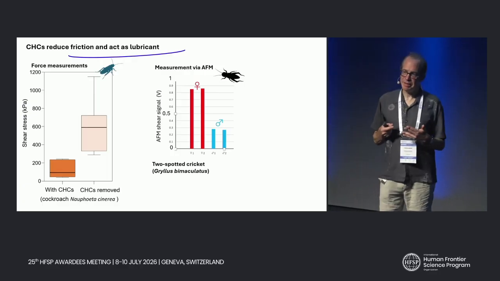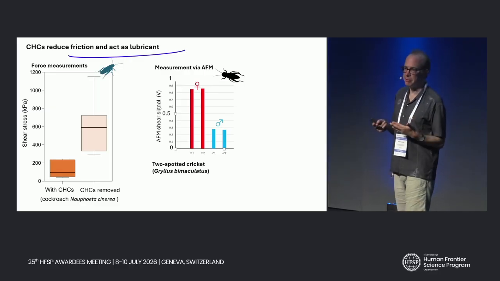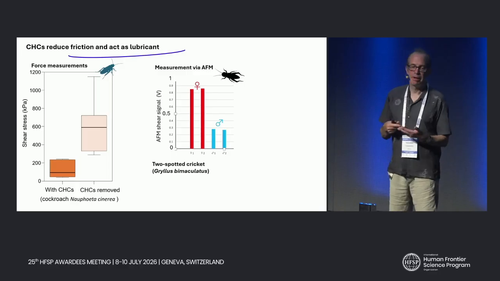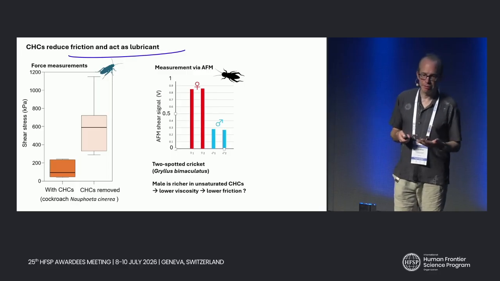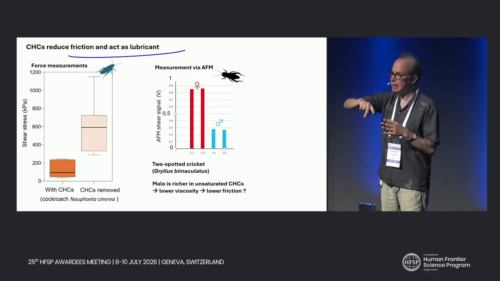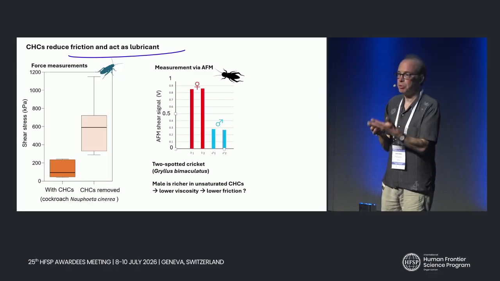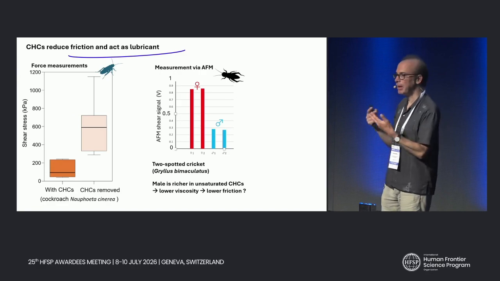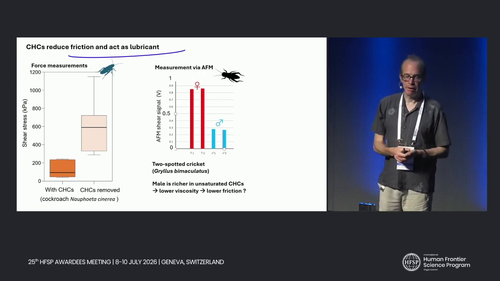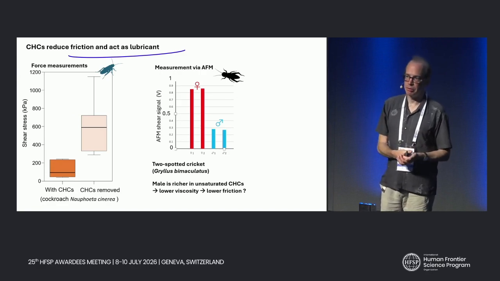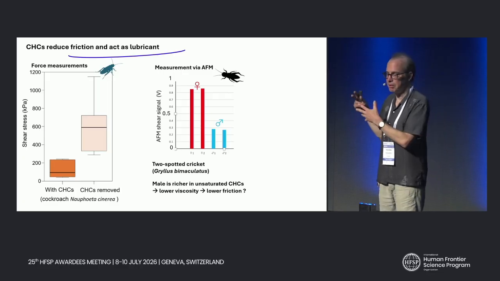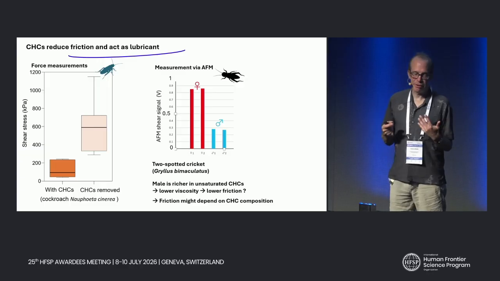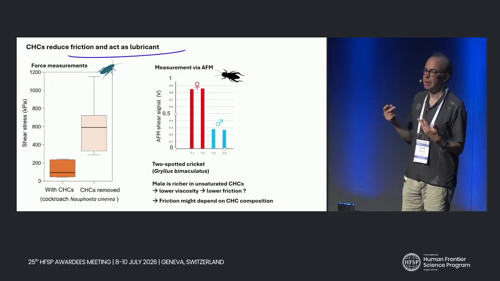And interestingly, this differed between male and female crickets. Now if you look at the chemical composition, the male crickets have more unsaturated compounds. So they have more alkenes, and this leads to a lower viscosity of the CHC profile. And we think this might actually be a reason why the friction is lower in the male crickets. We also have some other individuals, some other species now. So tentatively, we think that the friction actually might be determined by CHC composition.